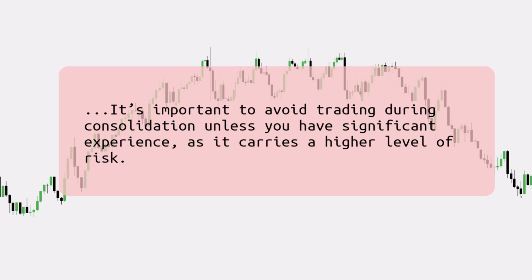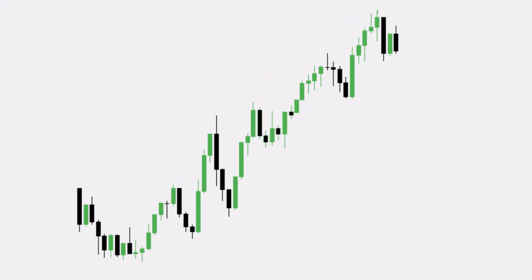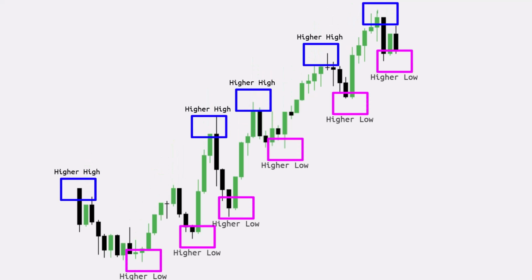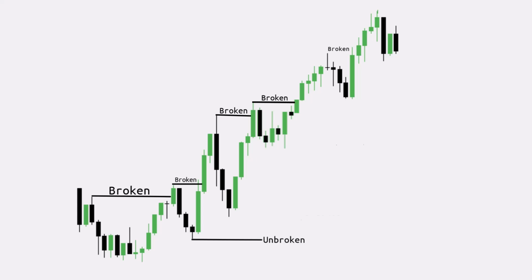With this understanding, the first thing you should do when you open a chart is to identify whether the market is in an uptrend, downtrend, or consolidation phase. To do this effectively, let's explore how these structures are formed. In an ideal uptrend, observe that price consistently forms higher highs and higher lows. Watch closely to see that price typically breaks the previous highs while holding the lows.